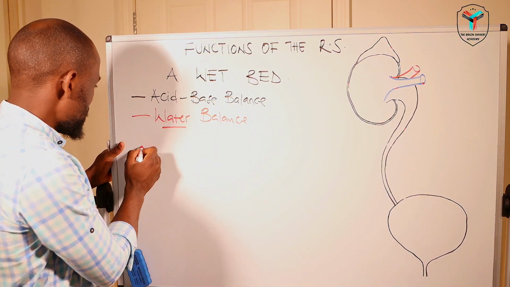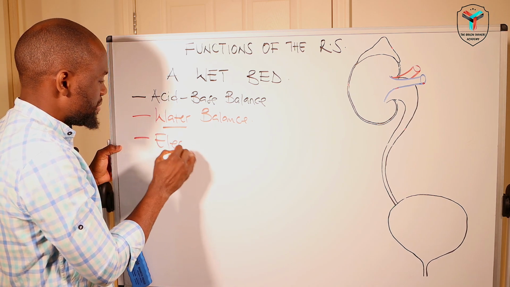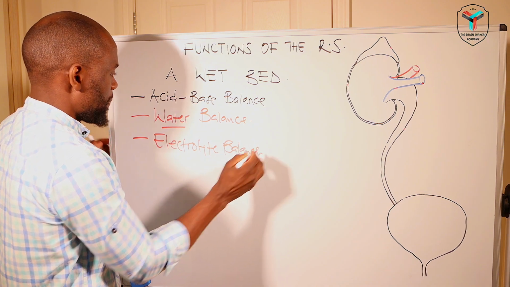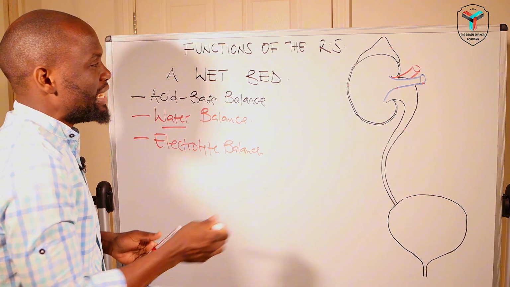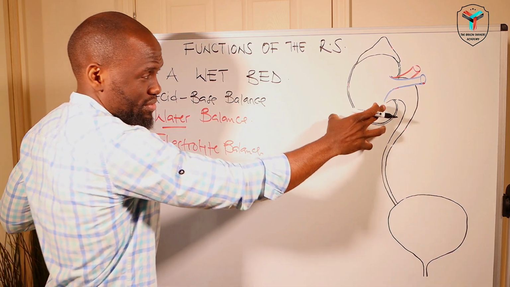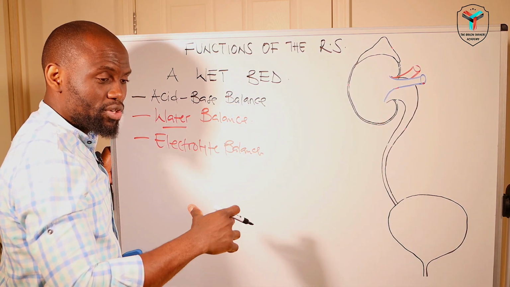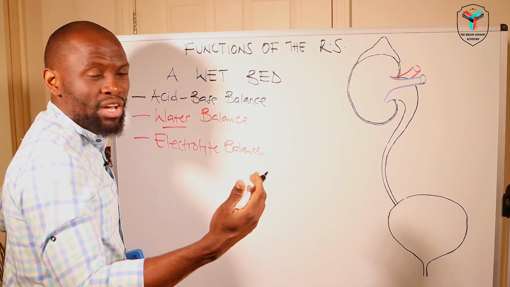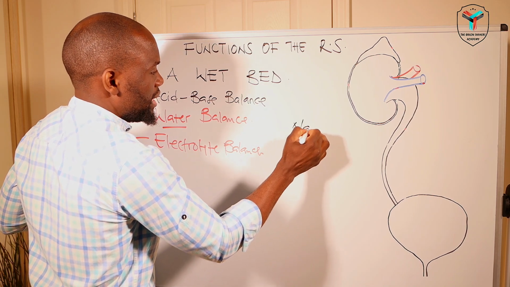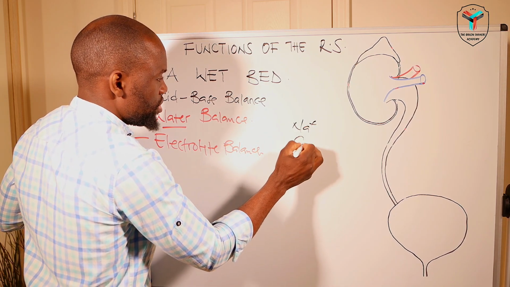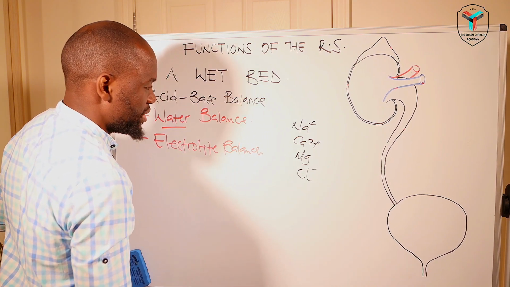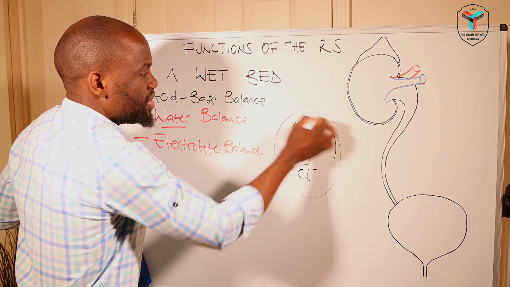And then you have what we can refer to as electrolyte balance. You have a number of electrolytes that the kidney is going to get rid of, and some that it is going to keep, because they are needed for the functioning of other systems of the body. So you have electrolytes such as sodium, calcium, magnesium, and chloride ions within the system.